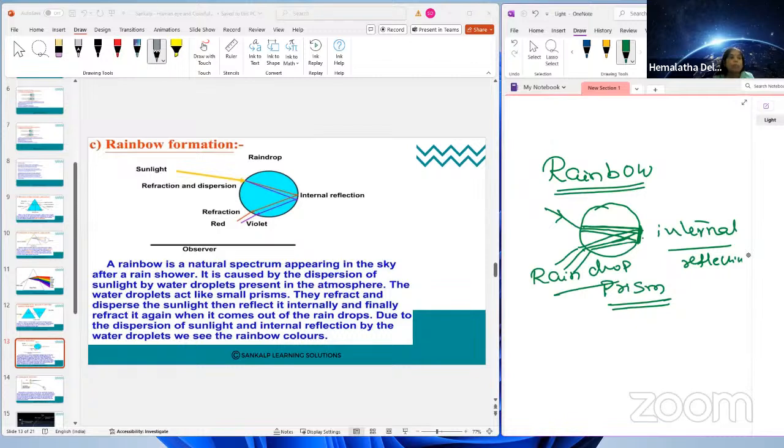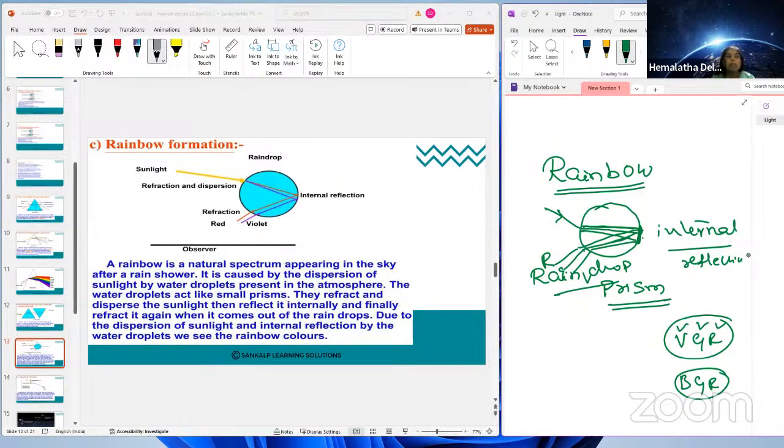Same thing as VIBGYOR. This is V, this is R. We can write VGR. Usually we write VGR, that is violet, green, and red. But in VGR we usually take blue, green, and red. Why? Because these are all distinctly visible colors. So these are the 7 colors we will distinctly observe in the rainbow. So all the 7 colors, correct?